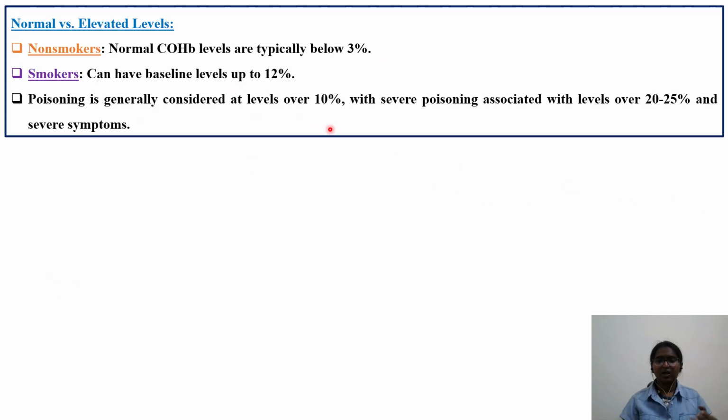Okay, then we will see how this carboxyhemoglobin differs in the case of smokers and non-smokers. Coming to non-smokers, normal carboxyhemoglobin levels are typically below 3%, whereas in the case of smokers, the baseline is up to 12%. So poisoning is generally considered at levels over 10%. In the case of smokers, whenever it is more than 10%, then only you can consider it, with severe poisoning associated with levels over 20 to 25% and severe symptoms.